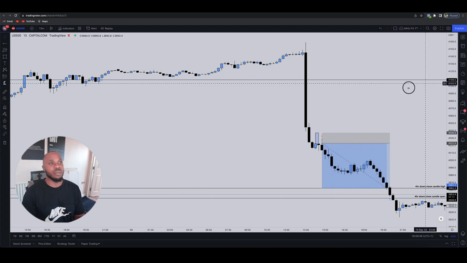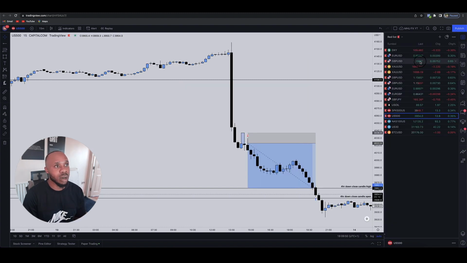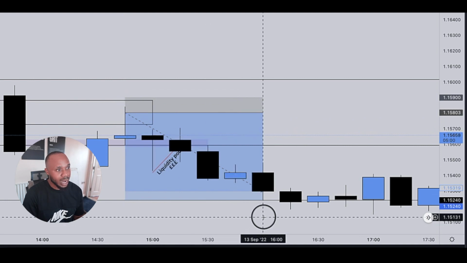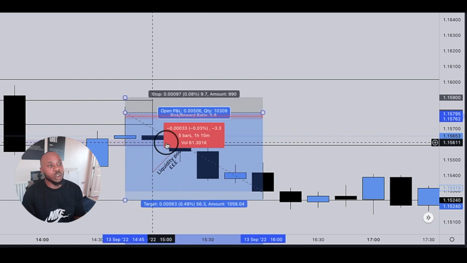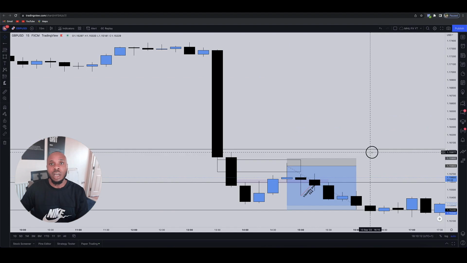I'm going to show you the one for GE real quick as well, just so we get the timings right. From where I entered to where I TP'd, this one took 1 hour and 15 minutes. If you're that person who just doesn't want to be in a trade for that long, then this one would have worked out perfectly for you. That is the way I scalp. That is my scalping strategy.